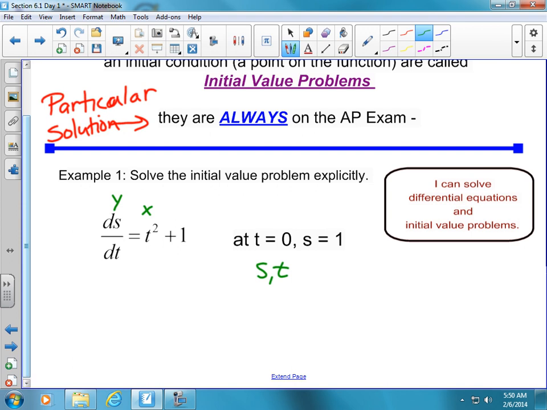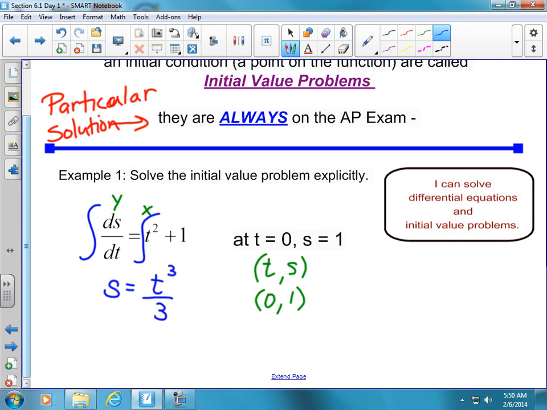Actually, I write it the opposite way: time and distance. So I'll write it like that. 0, 1 is our point. All right, so what we do is we take the antiderivative and then we plug in our x and y, or our t and s. So we have s equals, because we're taking the antiderivative of both sides, t cubed over 3 plus t plus c.